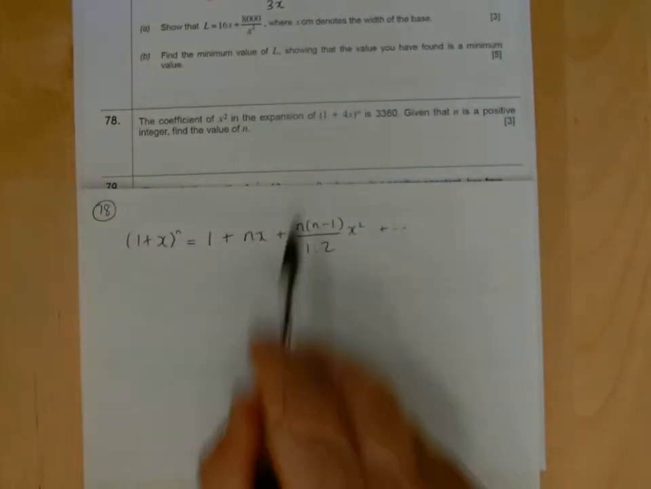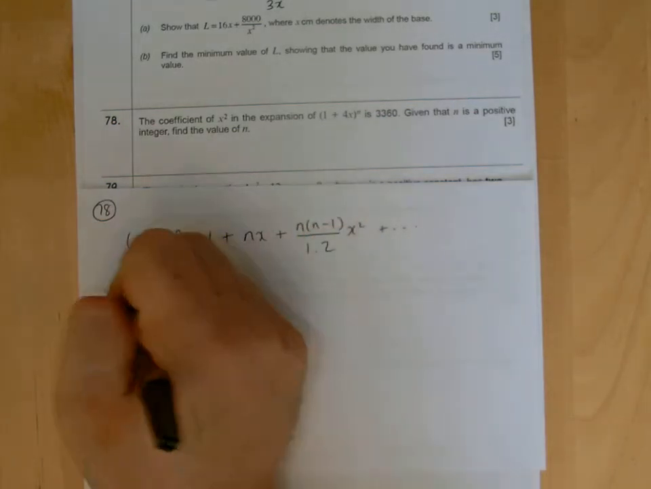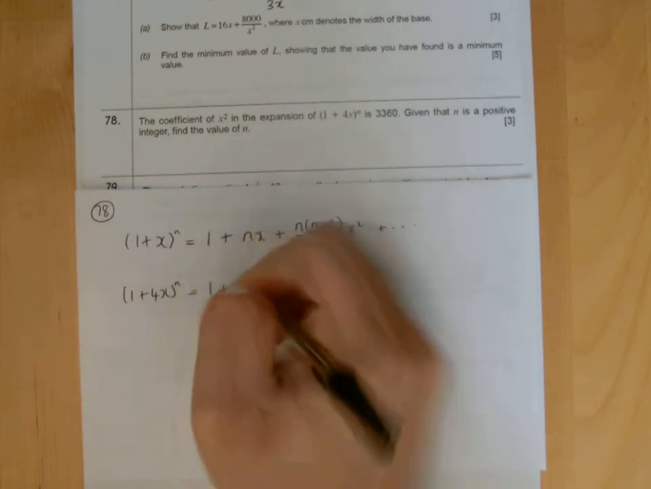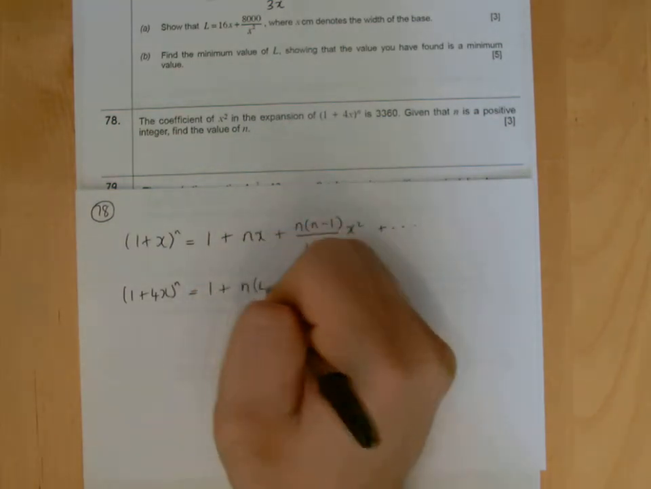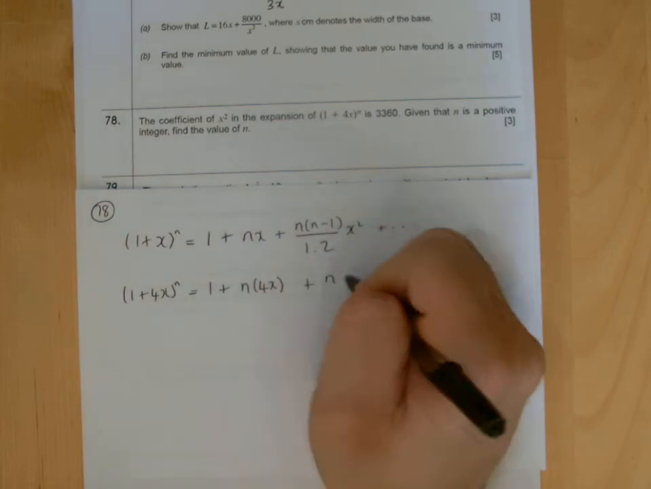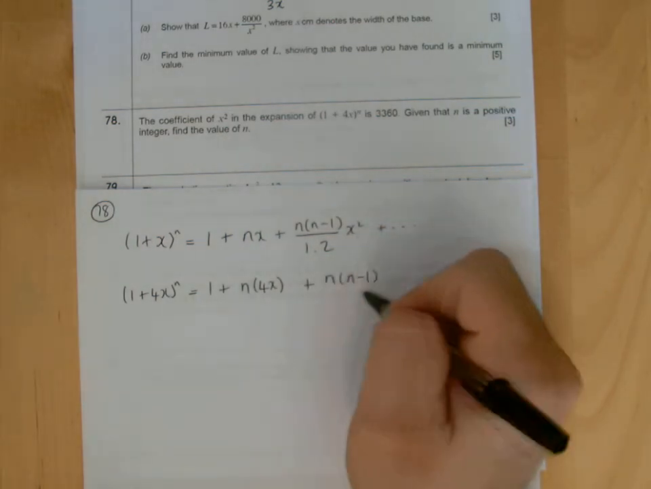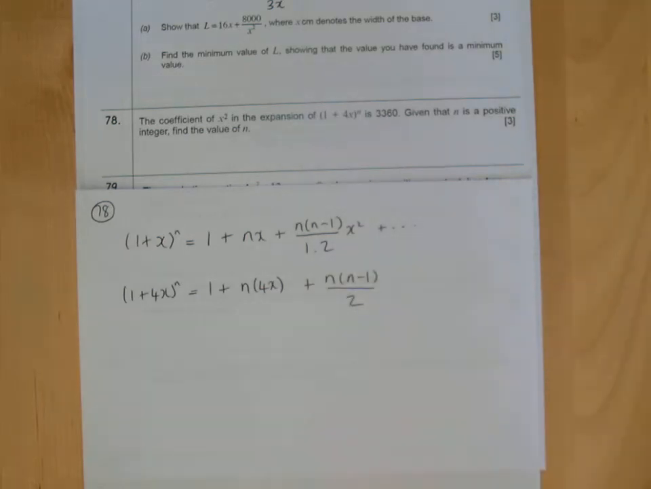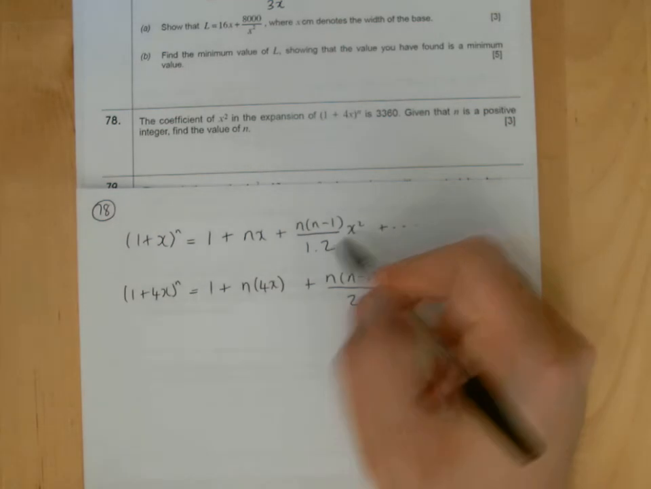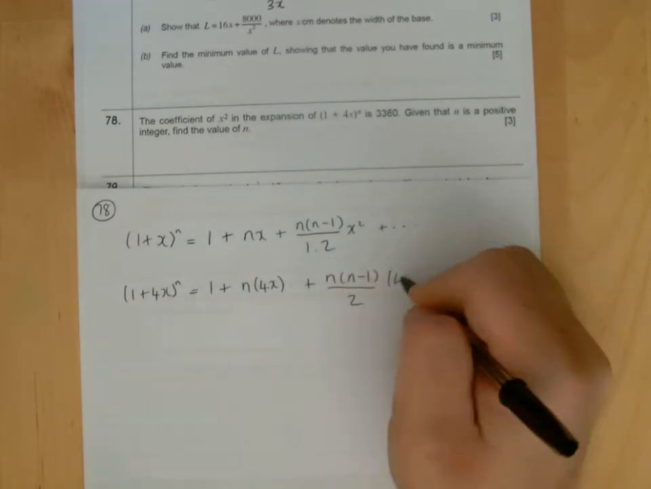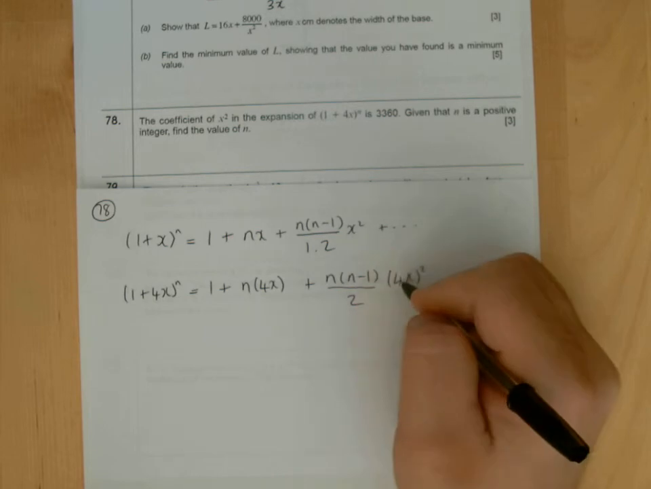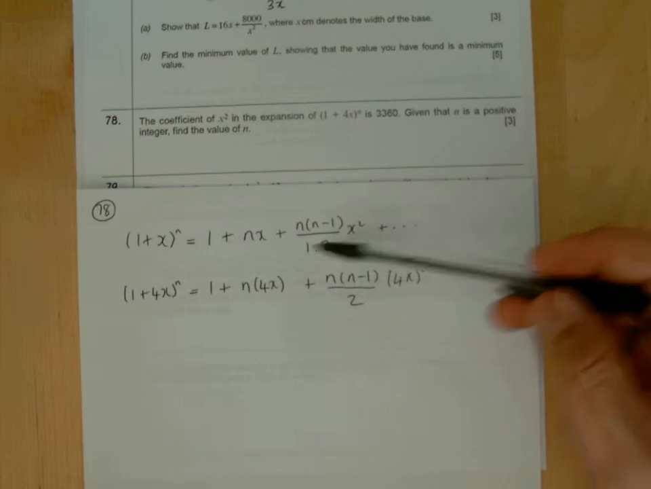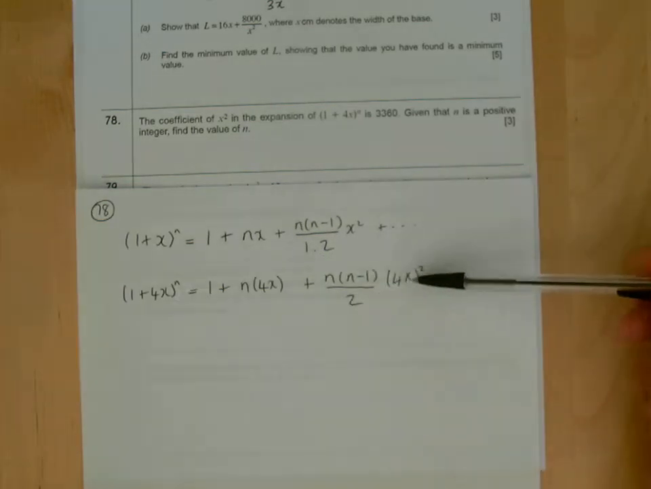It's not 1 plus x, it's 1 plus 4x, but that's okay, because all you've got to do is replace the x with 4x. So here I've got nx, just put in 4x instead, and the same here. Now, n minus 1 on the top, and on the bottom 1 times 2, which is just 2. I can do that straight away. And remember, x has become 4x, and I've got to square it, so make sure you square all of it. It's not just x squared, it's going to be 4x all squared.